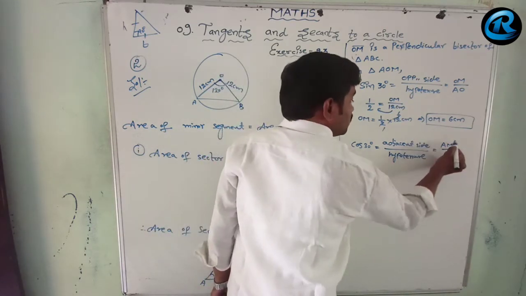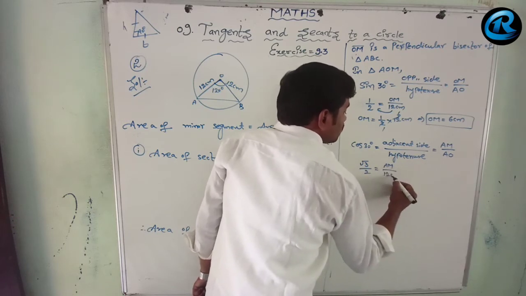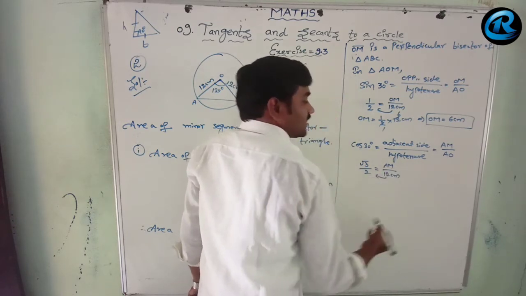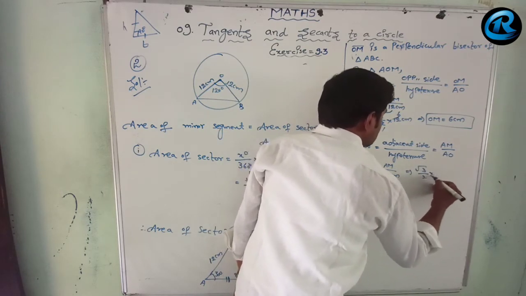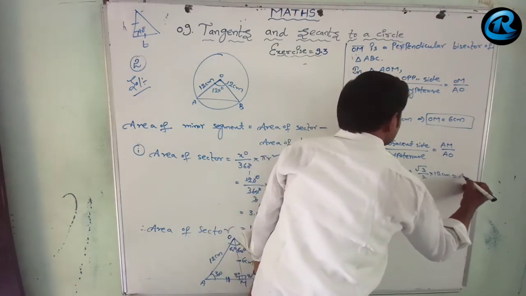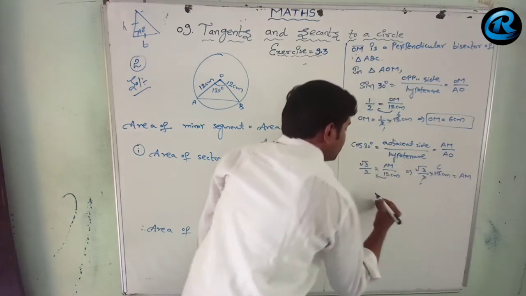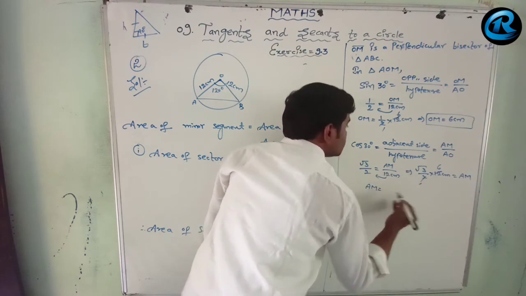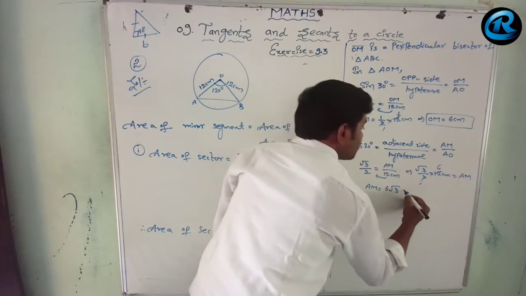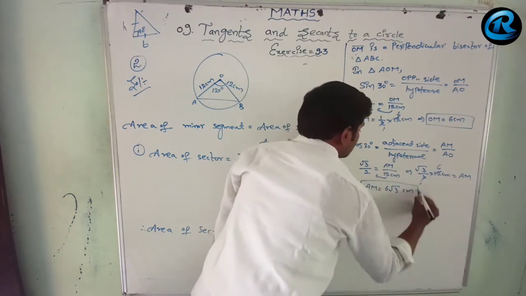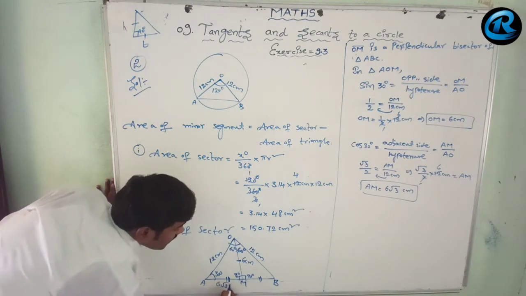From the trigonometric ratio, we need to find AM where AO equals 12 cm. This 12 cm will transfer to this side. So root 3 by 2 into 12 centimeters equals AM. 2 sixes are 12, so 6. AM equals 6 root 3 centimeters. That means this AM equals 6 root 3 centimeters.